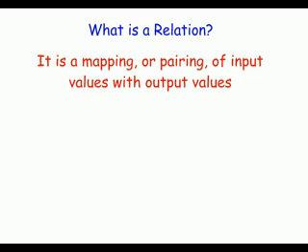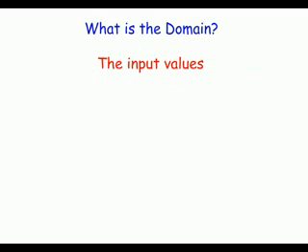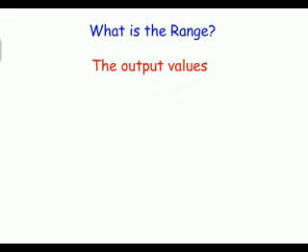Well, it's just a mapping or pairing of input values with output values. So we substitute something in, and we should get some sort of value as an output when we do that. We have a domain, and that's just our input values. And our input values are usually our x values. And likewise, our range are our output values, which are typically our y values. So when we have this pairing of x values and y values, we call that a relation.